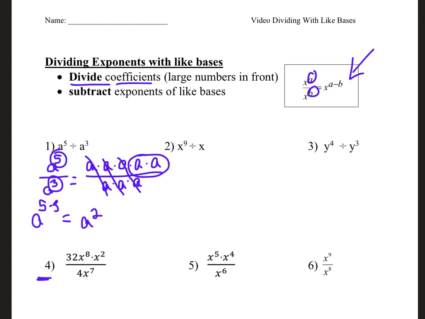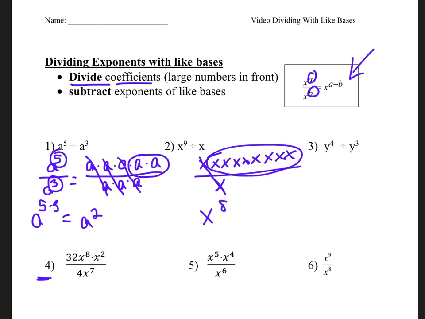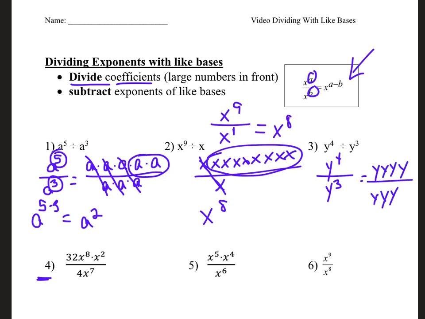So this is x to the ninth. Now we could do 1, 2, 3, 4, 5, 9, all over 1. So only one of them goes away, and we're left with 8. So x to the ninth divided by x, which is the same as x to the first, is x to the eighth. 9 minus 1 is 8. So this one, y to the fourth over y to the third. 1, 2, 3, 4. 1, 2, 3. Only one left. Or y to the first, or just y.